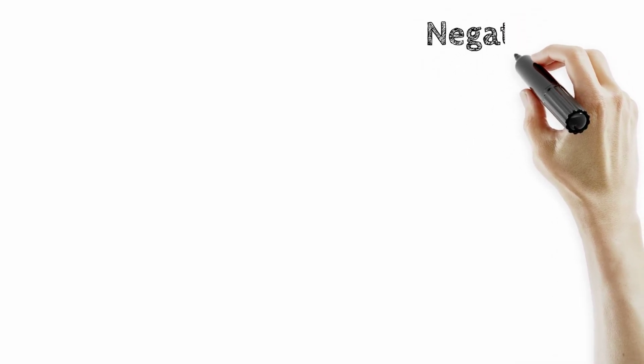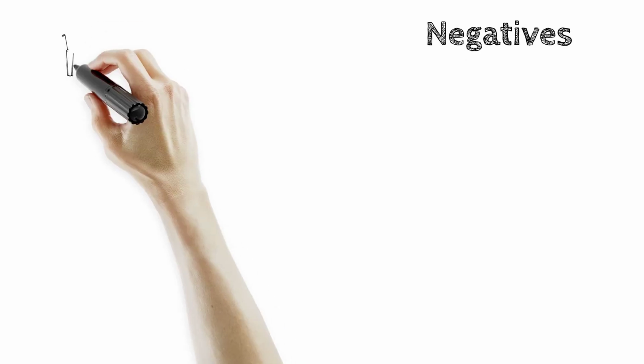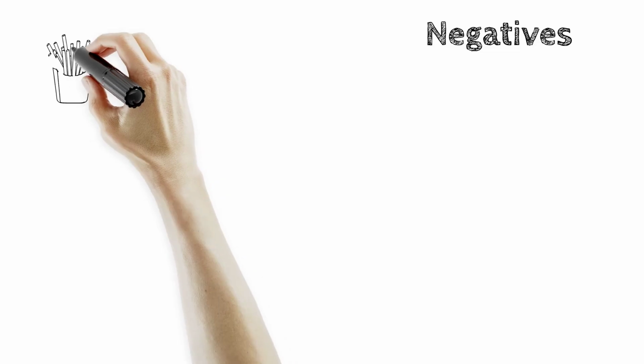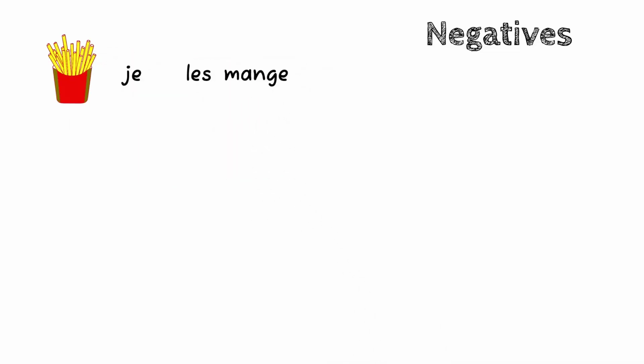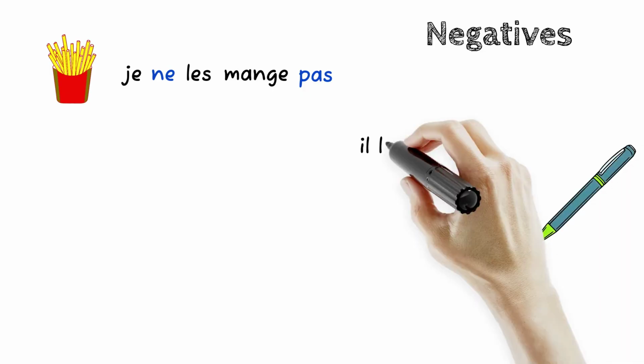Finally, let's have a look and see what happens when we want to put a negative into a sentence with a direct object pronoun. So to say something doesn't happen. On the last slide, we had the sentence je les mange, I am eating them, referring to the fries. And we want to make that negative to make it I am not eating them. So we know we need a ne and a pas. Je ne les mange pas. Normally the ne and pas will go around the conjugated verb. We also need to keep the direct object pronoun there as well. So je ne les mange pas.